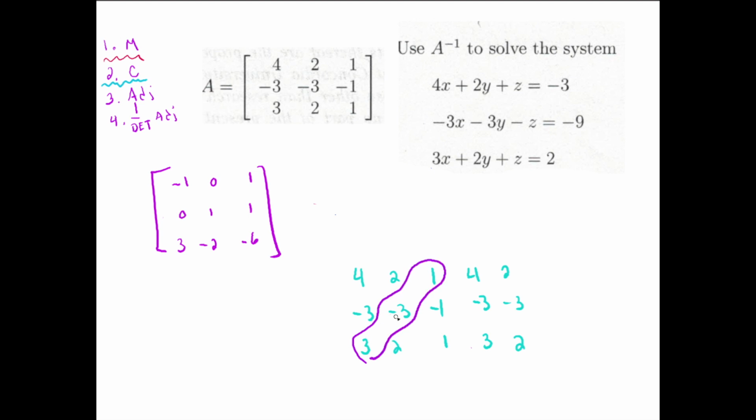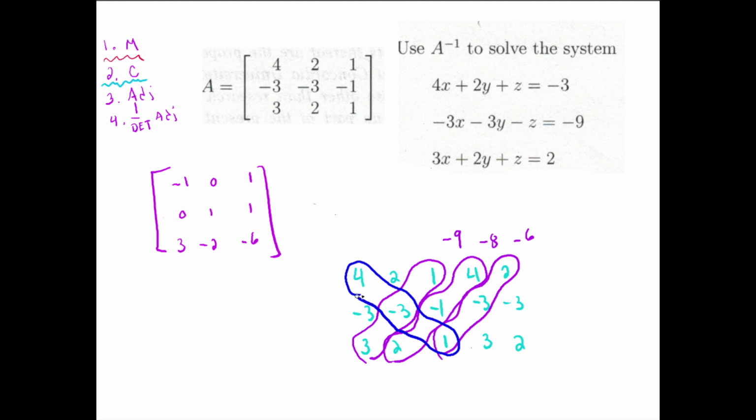We're going to draw some diagonal lines. So we have 3 times -3, which is -9, times 1, which is -9. Here we have 2 times -1 times 4, which is -8. Then we have 1 times -3 times 2, which is -6. Now for the other side, we have 4 times -3, which is -12, times 1, still -12. 2 times -1 times 3 is -6. 1 times -3 times 2 is -6.